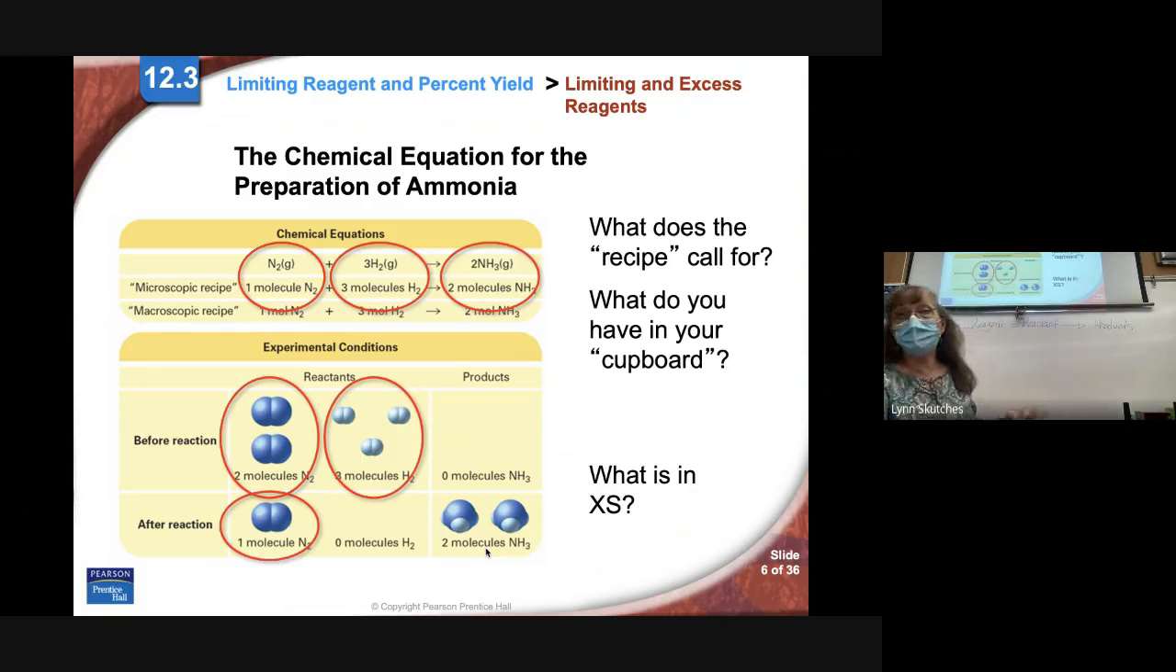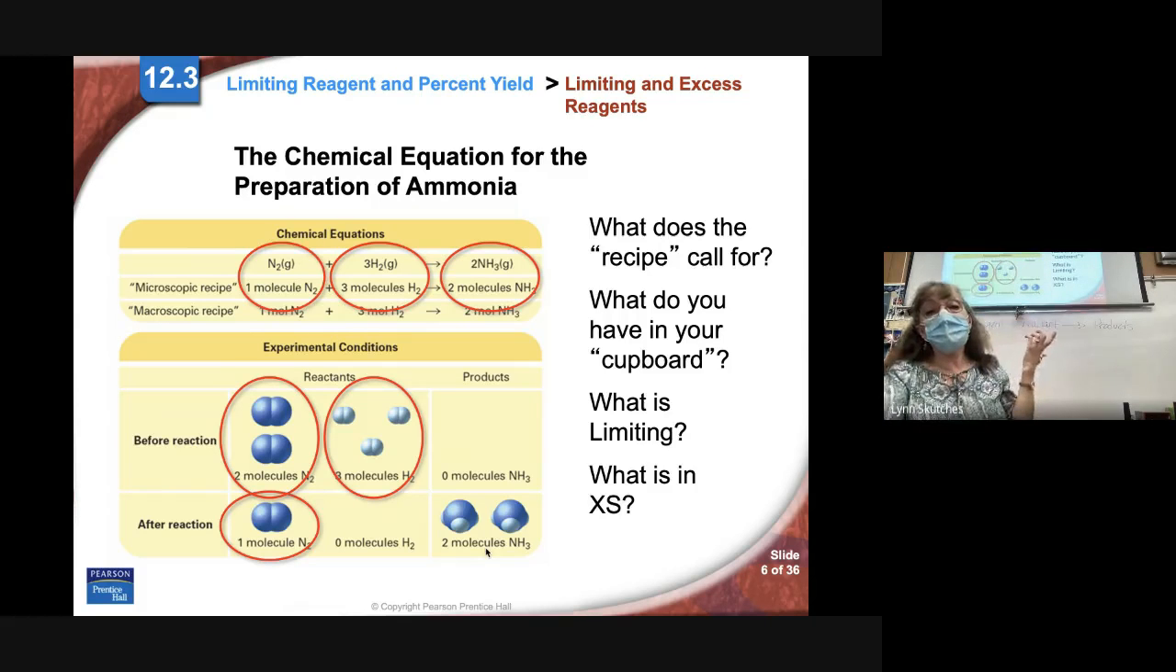You're going to have leftover nitrogens, because 1 nitrogen molecule is needed and you have 2. You're not going to have any hydrogen left over because you need 3 for the recipe and you only have 3. And you can only make 2 ammonias, even though you have enough nitrogen to make 4. You don't have enough hydrogen. Okay, so limiting reagent, which one is it? What's limiting our product? Hydrogen, right? And the excess is the nitrogen.